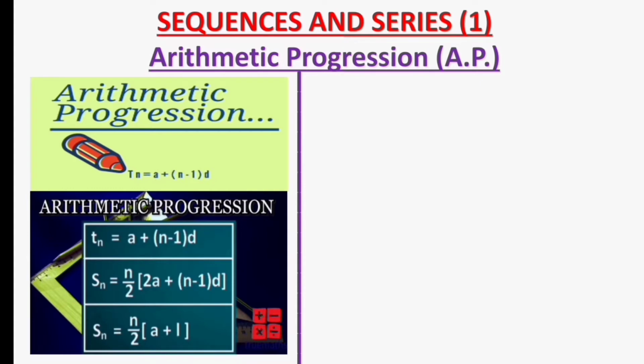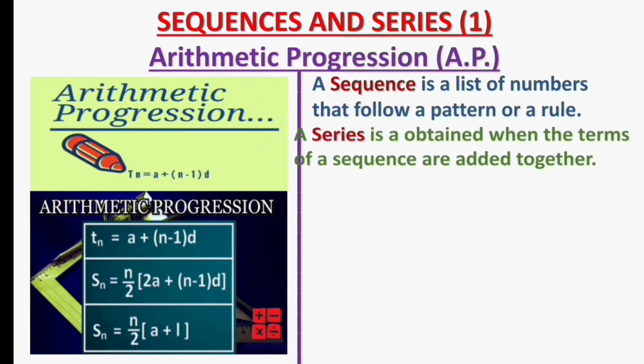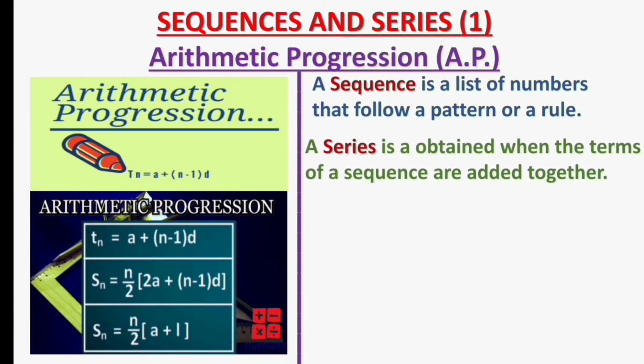Today, I shall be teaching you sequences and series 1 and we shall be looking at arithmetic progression, AP. From definition, a sequence is a list of numbers that follow a pattern or a rule. A series is obtained when the terms of a sequence are added together.